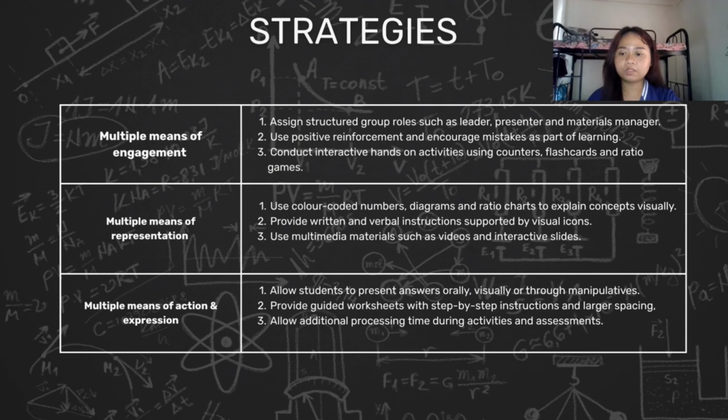And for multiple means of representation, the lesson used color-coded numbers, diagrams, and ratio cards to explain concepts visually. The instructions also provide written and verbal instructions supported by visual icons. And the third one is to use multimedia materials such as video and interactive slides without relying only on text-based learning. And for multiple means of action and expression, students may demonstrate learning through oral explanation, manipulatives, visual representation, or written work.